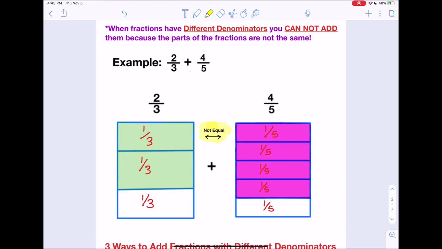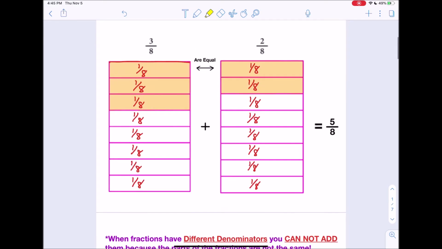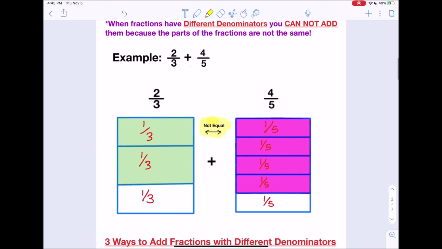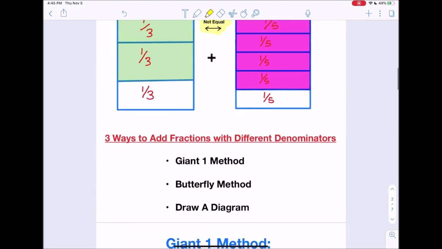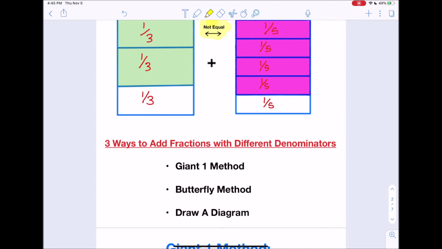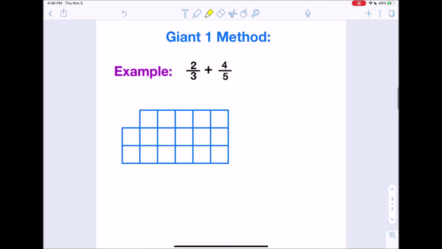So what do we do if fractions have the same denominators? Well, when they're the same, we can add them. But what do we do when they have different denominators? Well, with different denominators, I'm going to show you 3 different ways you can still add them together. So the 3 ways are going to be the giant 1 method, the butterfly method, and to draw a diagram. So let's get started.